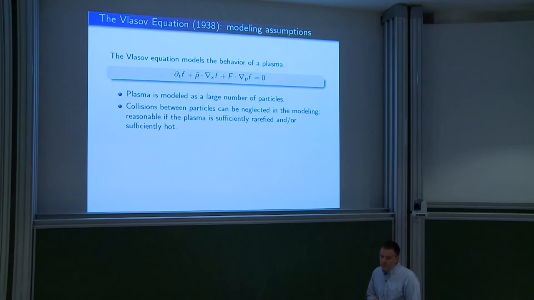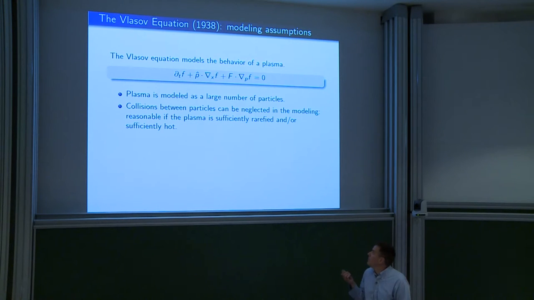nowadays considered to be one of the fundamental models for a plasma. A plasma is modeled as a large number of particles, say on the order of 10 to the 23rd. All of them are very, very small, and they're occupying a very small amount of space, say in a box, but there are a lot of them, and they're moving very fast.